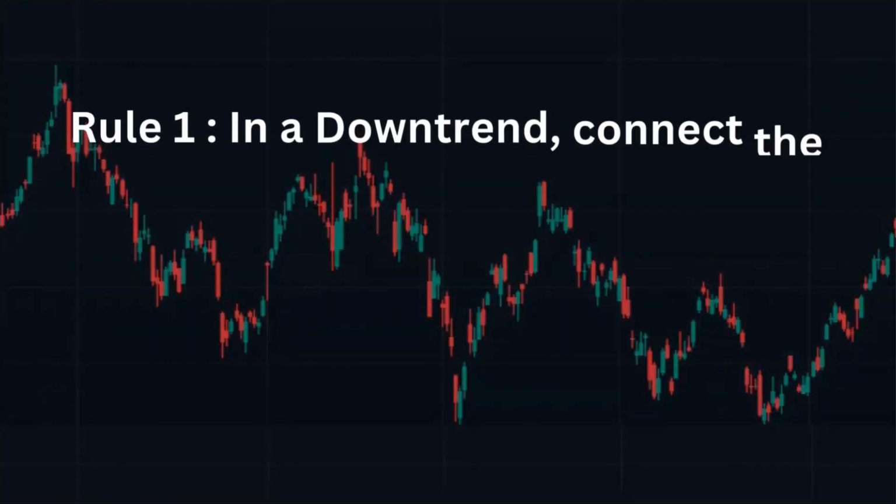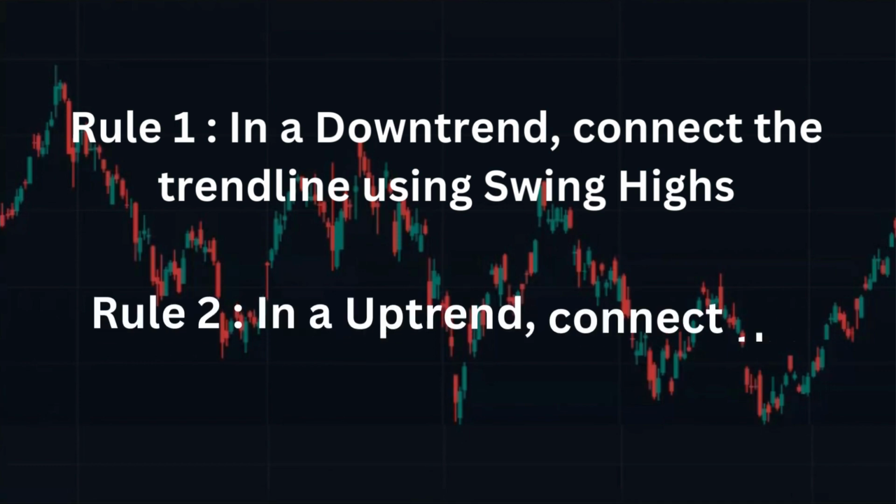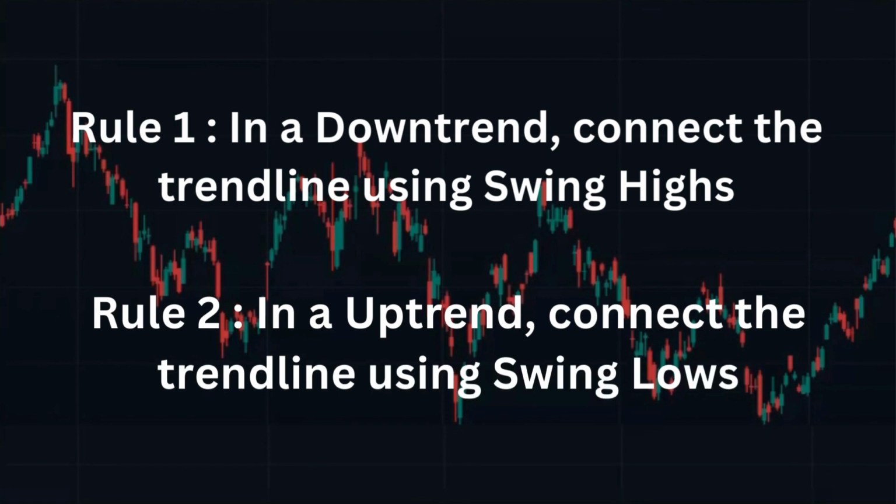That is, when the market is in downtrend, we will use the swing highs that are made by the price to connect the trend line. And in an uptrend, we will use the swing lows to form the trend line. Because when there is a breakout from such a condition, then only does a change in the trend happen. So make sure that you follow this rule.